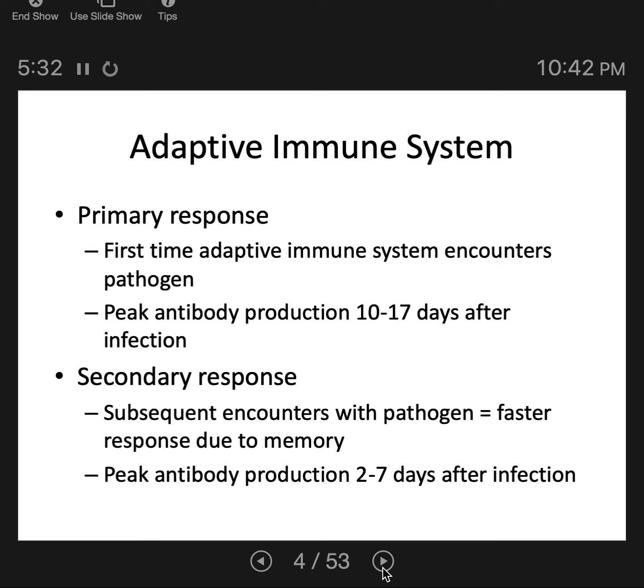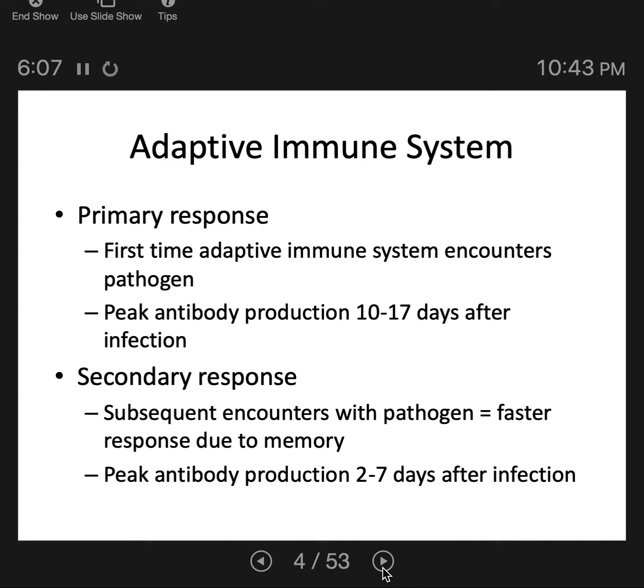Your primary response happens the first time your adaptive immune system ever encounters a pathogen. It's a brand new pathogen. Your body's never seen it before. During this primary response, you have peak antibody production 10 to 17 days after the infection. So the pathogen gets into your body, and it takes 10 to 17 days, so about 2 weeks, to reach peak antibody production. So that's a long time, right? Your innate immune system is protecting you during those first days.